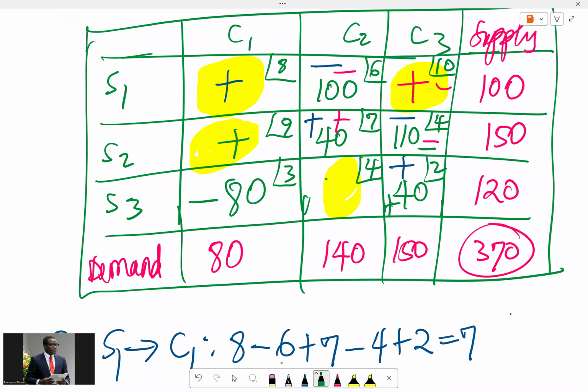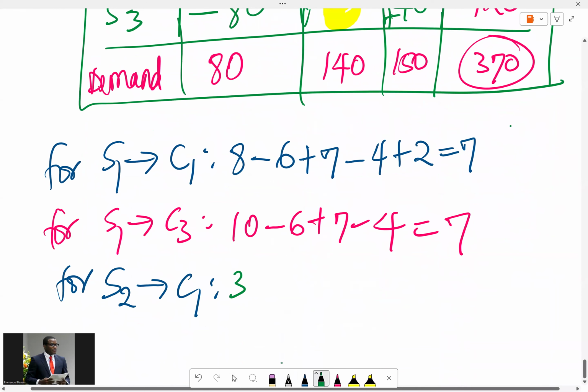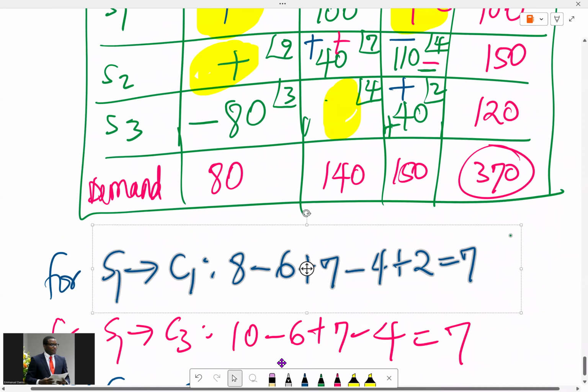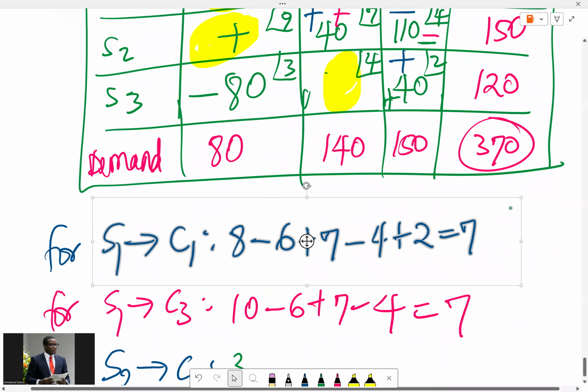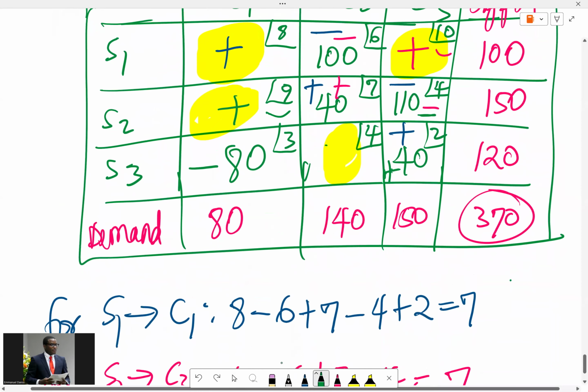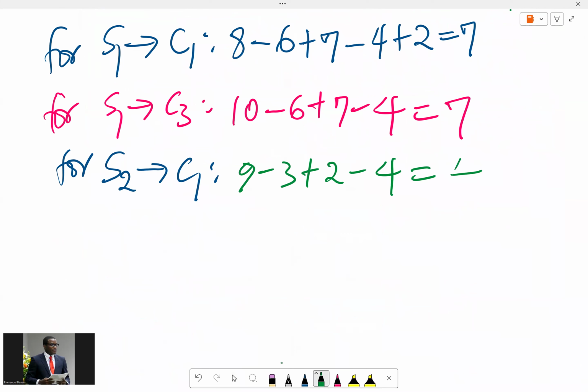Yeah, that works. Oh, sorry, that should be minus actually. So it should be 9 minus 3 plus 2 minus 4. 9 minus 3 is 6. 6 plus 2 is 8. 8 minus 4 is 4.